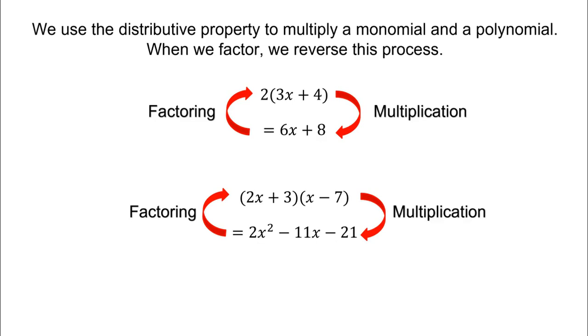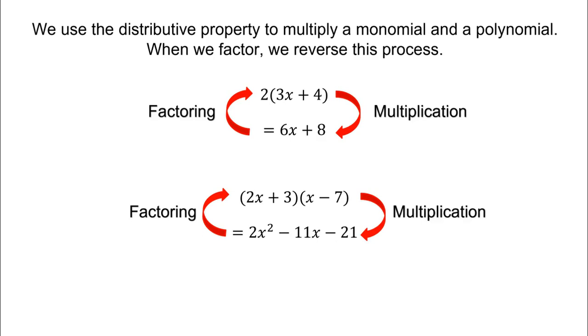In previous videos, we learned how to multiply one polynomial by another polynomial. And we used what we called the FOIL method to do that, or we used the distributive property. So when we multiplied one polynomial by another, we used the distributive property, or we used the FOIL property.